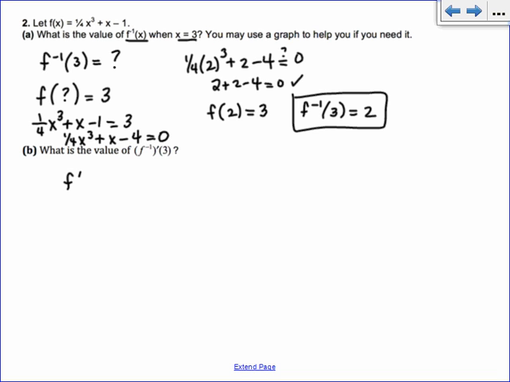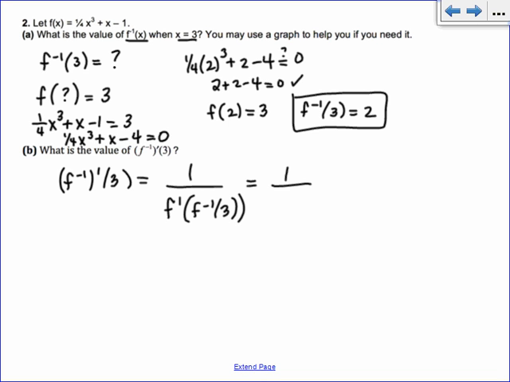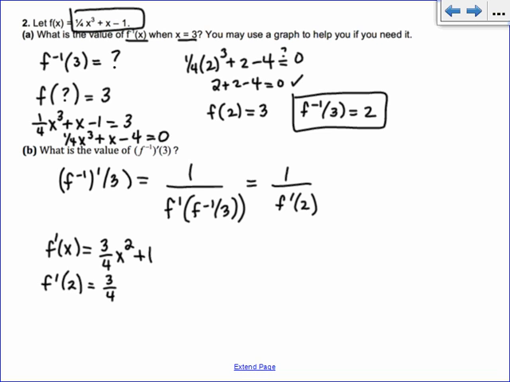Then it says, what's the value of f inverse prime of 3? So it's 1 over f prime of f inverse of 3. Luckily we've already found that f inverse of 3 is 2. So we have 1 over f prime of 2. We go back to f of x equals 1/4 x cubed plus x minus 1, and we take the derivative. So we get 3/4 x squared plus 1, and we plug in 2. So we have 3/4 times 2 squared plus 1, so I get 3 plus 1, which is 4. So our answer is 1 over 4.